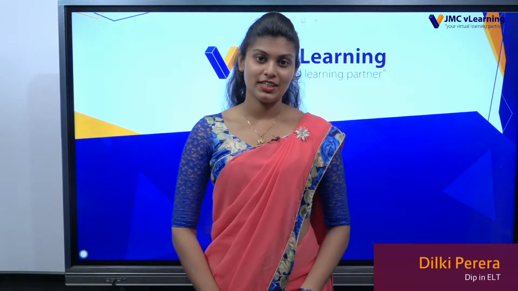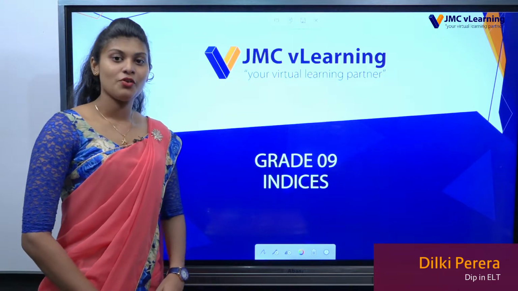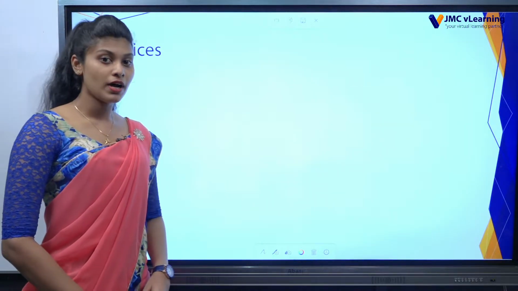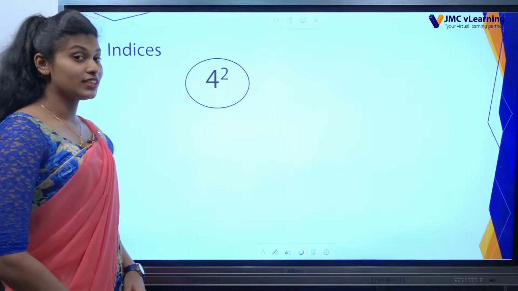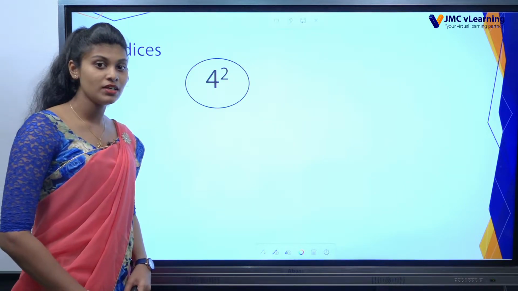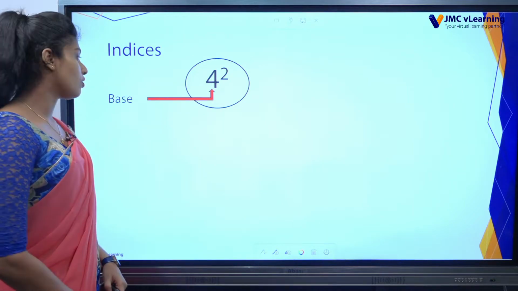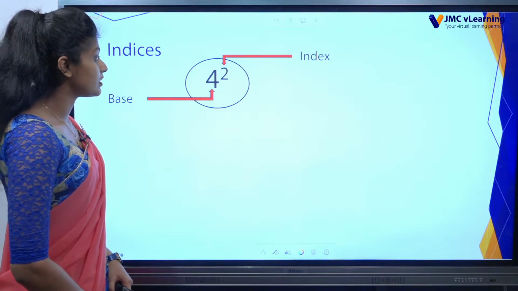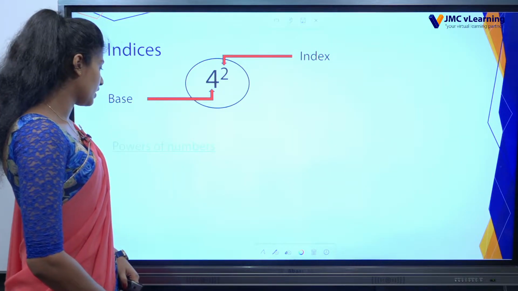Welcome to JMC V-Learning. Today our lesson is indices. What are indices? When we write numbers using powers, we call them indices. Here this one is 4 to the power 2. How can you read this number? 4 to the power 2. Here 4 is the base of these indices, and 2 is the index of this number.